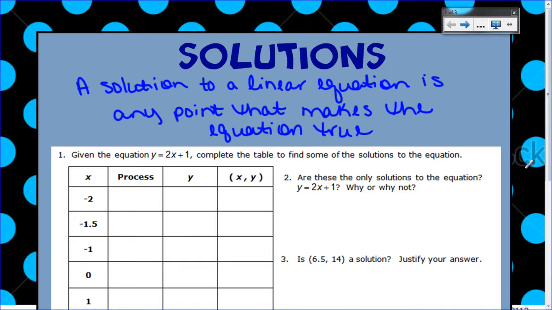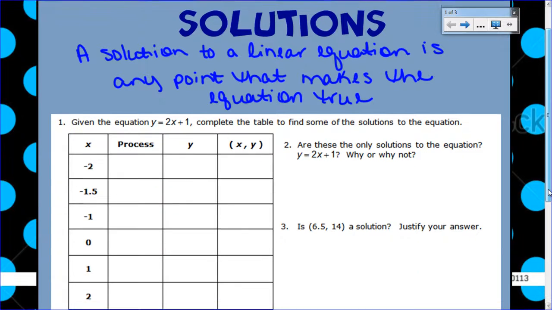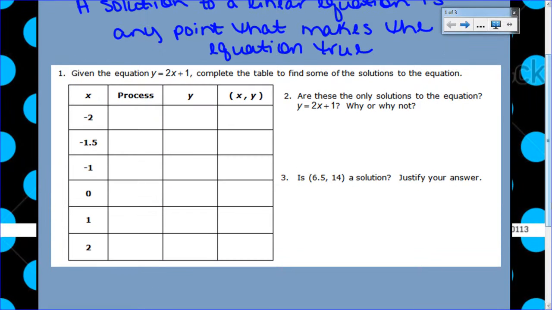So I have that equation, y equals 2x plus 1, and I'm going to complete the table to find some of the solutions. They tell me what x equals, and I'm going to plug that in to find out what y equals. So this process part, it's 2x plus 1, so I'm going to do 2 times negative 2 plus 1. Well, that makes negative 4 plus 1, which is negative 3. So the point is negative 2, negative 3.